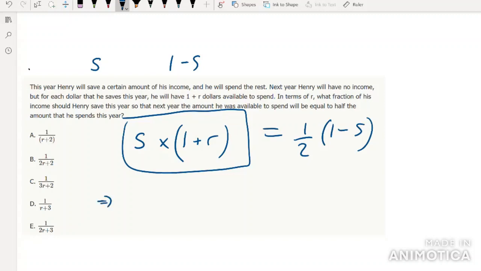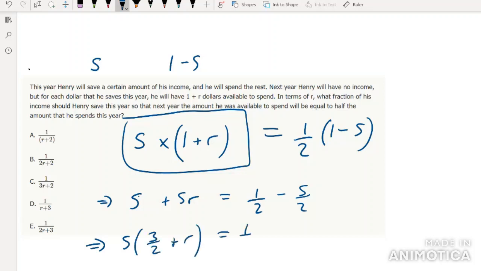So let's just figure this out. S plus SR equals half minus S over 2. We need to get S on its own. So S times 3 over 2 plus R equals a half. And so S equals 1 over 2 times 3 over 2 plus R. So apparently it's 1 over 3 plus 2R.